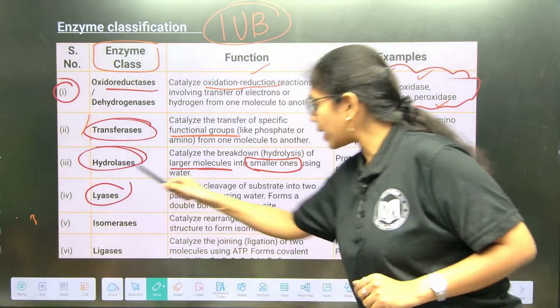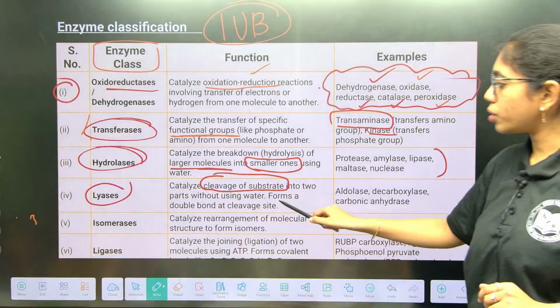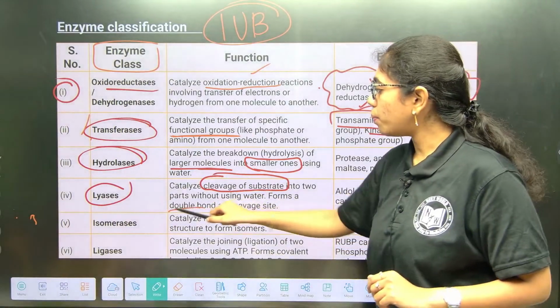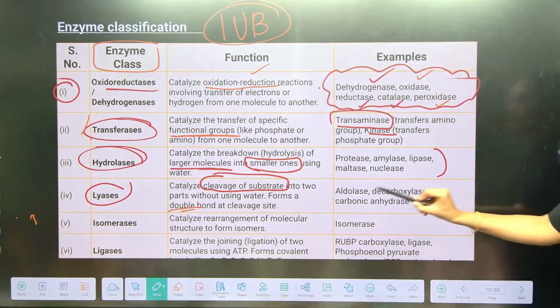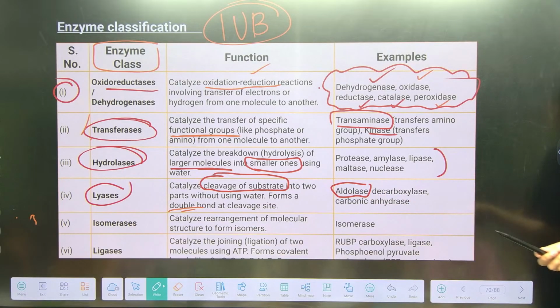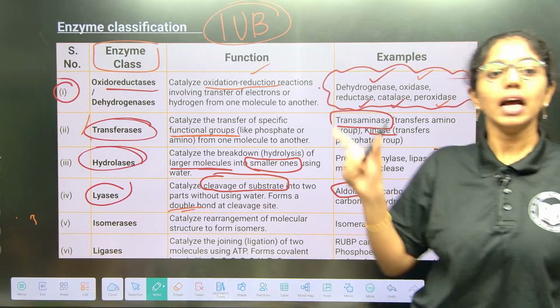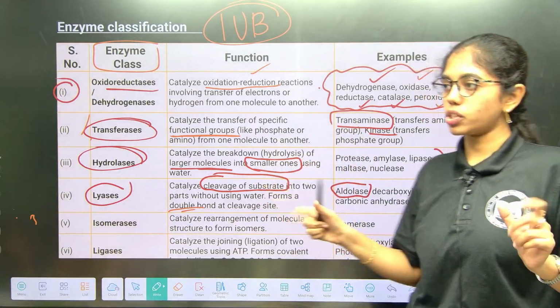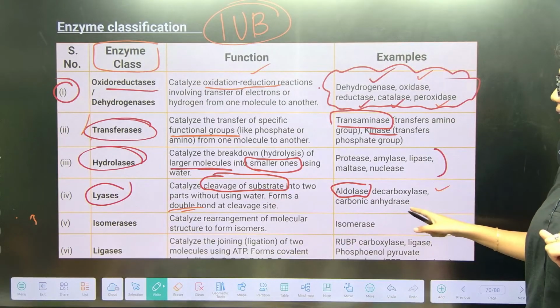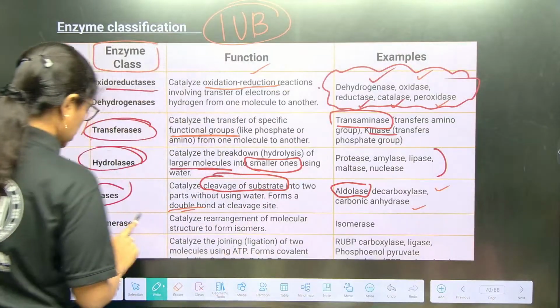Lyases. This will catalyze the cleavage of the substrate into 2 parts, and this forms a double bond at the cleavage site. Example, aldolase, which is 4th step of your glycolysis. Okay, where fructose 1,6 bisphosphate, which is 6 carbon, is cleaved to what? 3 carbons, glyceraldehyde 3 phosphate and dihydroxyacetone phosphate. Decarboxylase and carbonic anhydrase.